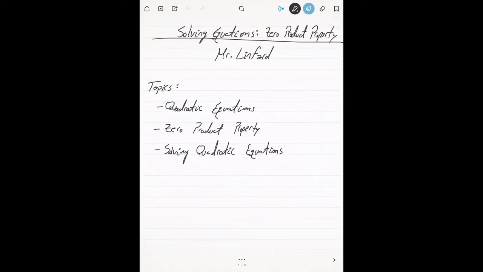In today's discussion, we're going to be introducing the topic of solving nonlinear equations. And in particular, we're going to focus right now on solving nonlinear equations using something called the zero product property. In this video, we're going to first introduce what are called quadratic equations. We're going to review this thing called the zero product property, and then we're going to piece it together so that we can use this property to in fact solve quadratic equations for unknown variables.